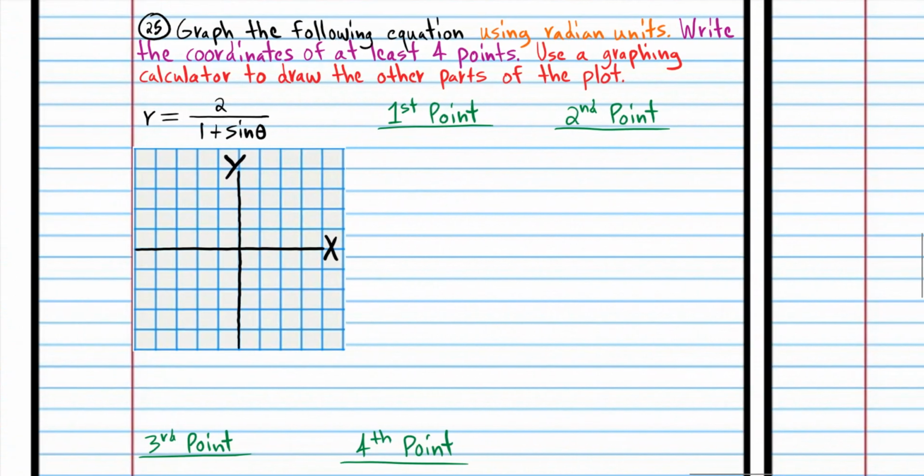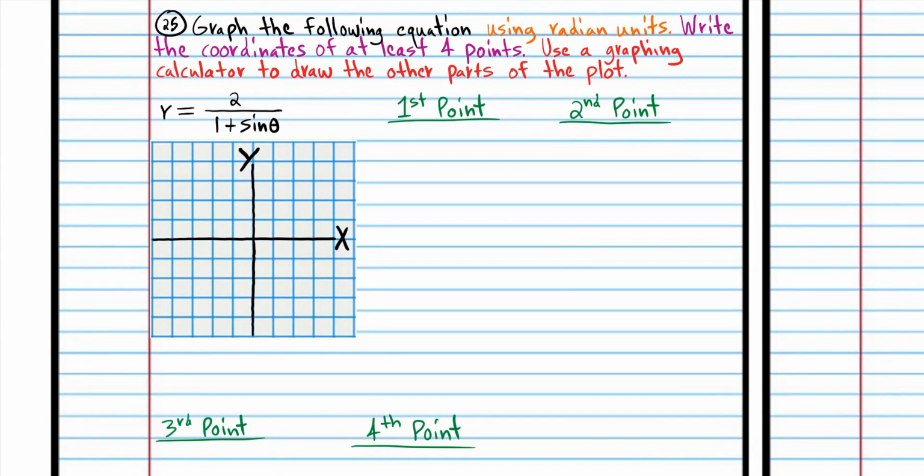Okay, last problem. On to 25. Go and attempt number 25. Notice it says using radian units. So you need to push the mode button on your TI-84 Plus or whatever calculator you're using. You need to go to the settings and change to radians. Also, we're going to graph a polar equation, so make sure that you're on polar mode. In the mode menu, you have function mode, parametric mode, polar mode. Make sure you're on polar mode. So try number 25. When you come back, we'll do it together.